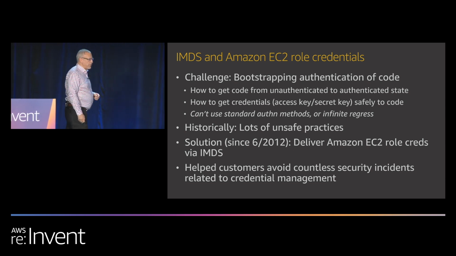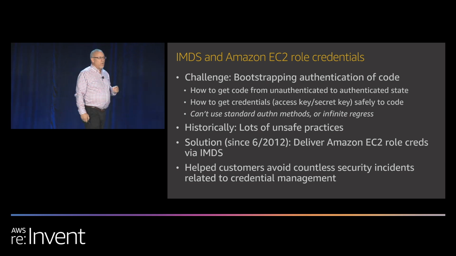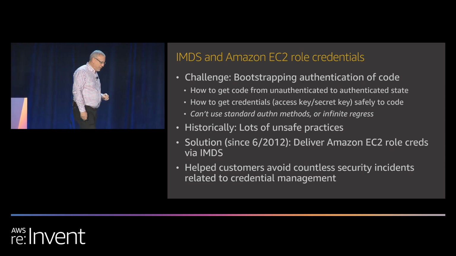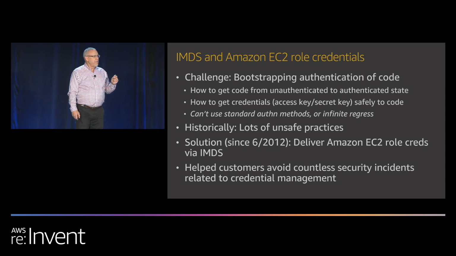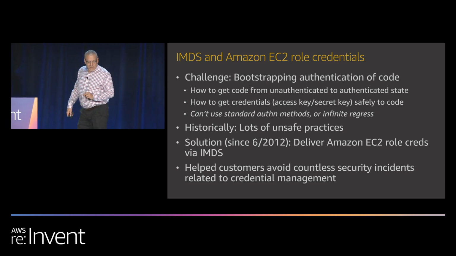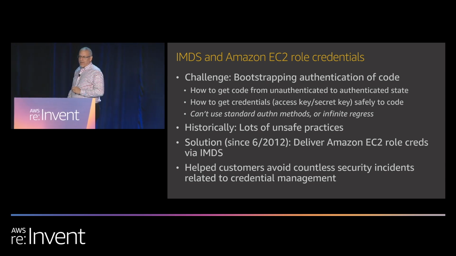And then thirdly, another really important use case is role credentials. If you deploy an EC2 role to be assumed by that instance and to call APIs, the credentials for that role are also available through the metadata service. Now there's a challenge here. The challenge is you're trying to get code from an unauthenticated state to an authenticated state, right? You basically have to pass some kind of secret to that code in some kind of safe and sane way. And role credentials allow you to do that.